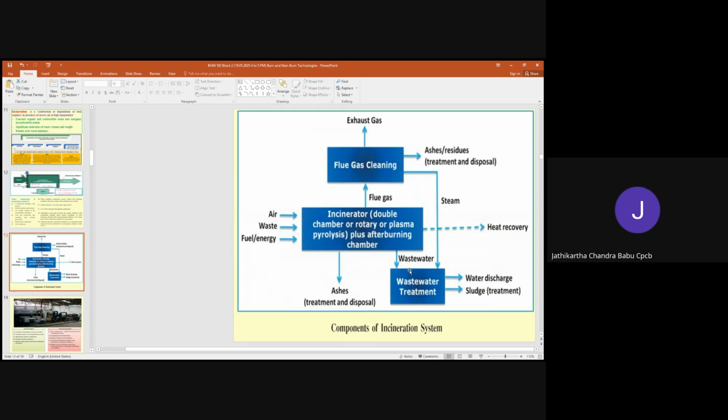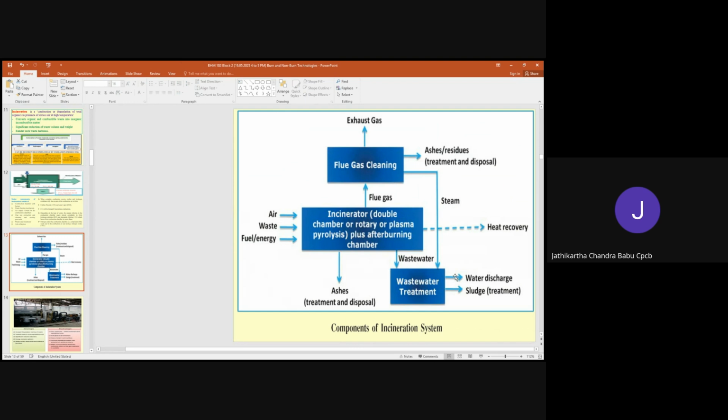Now here you see, this is the combustion chamber, a double chamber, primary and secondary, and air and fuel are supplied apart from the waste. Here the waste is converted to harmless compounds. The flue gases generated pass through the flue gas cleaning system, where after cleaning, the gases will be emitted into the atmosphere. From the air pollution control systems we get some ash collected, and also some wastewater is generated from scrubbing these gases. That liquid waste is also treated through the ETP.